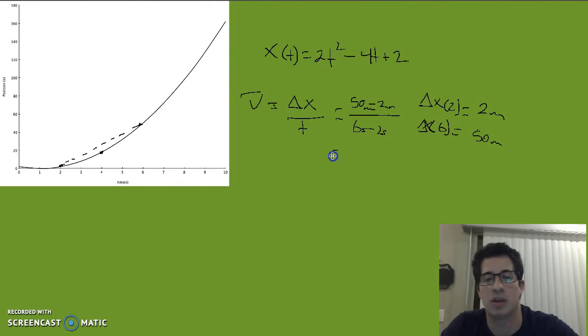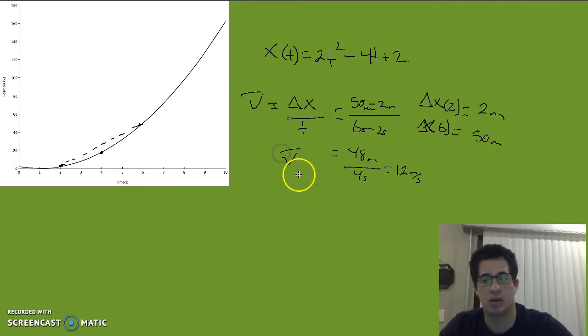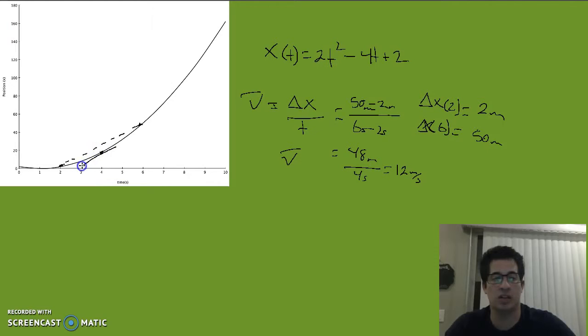So it's going to be 48 meters over 4 seconds, which is going to give us 12 meters per second as our average velocity. Okay, and so that's an approximation of the velocity at that point. But what if we actually want to find the velocity at that point at 4 seconds? We would need the slope of that tangent line.